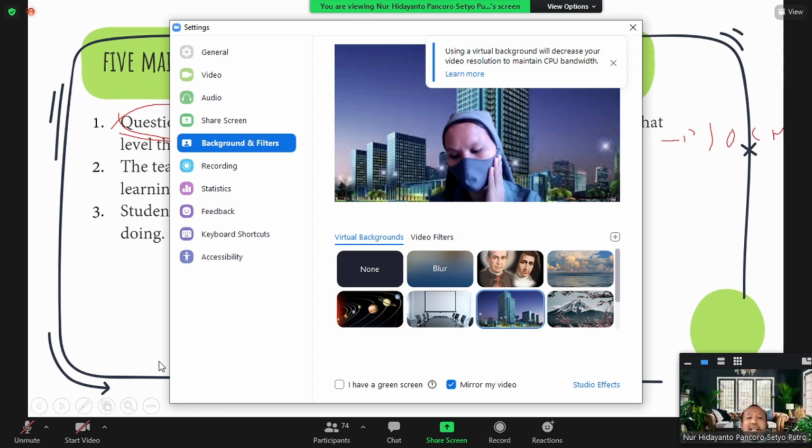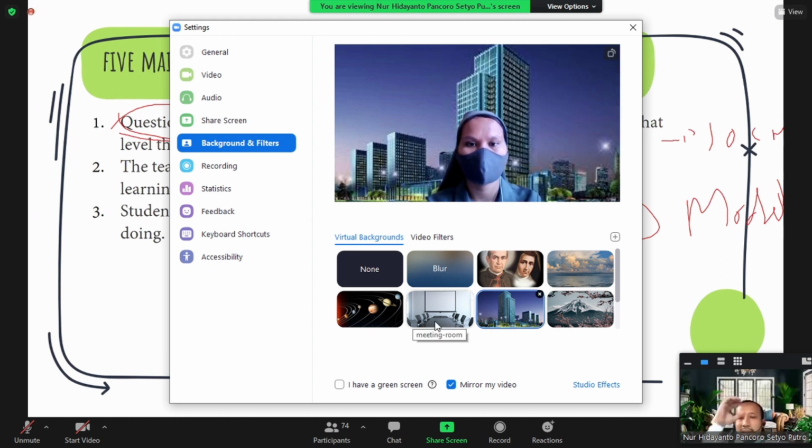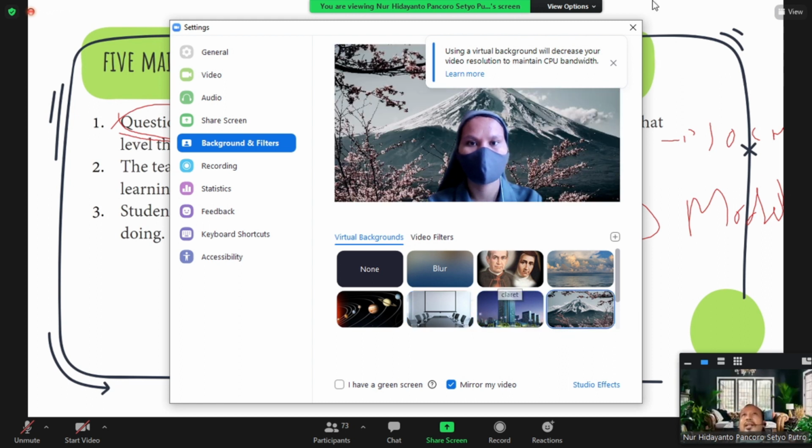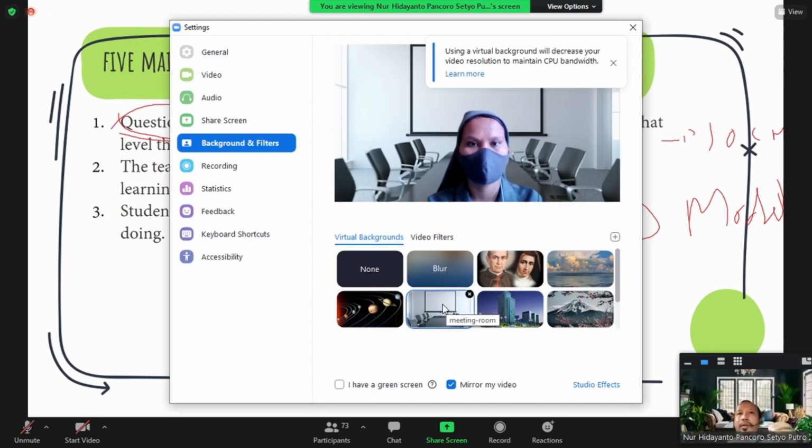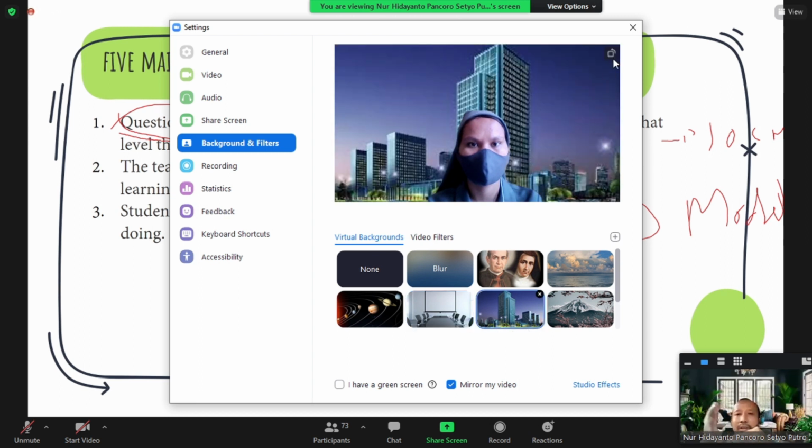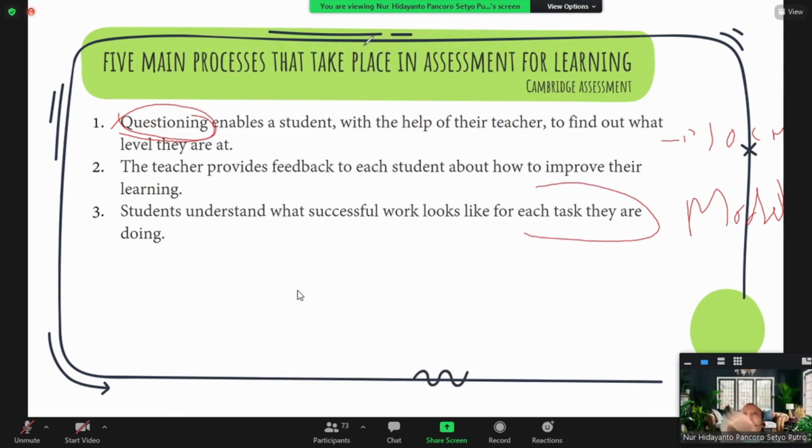Okay, and then the next one is students understand what successful work looks like. So we need to provide a good model that they need to get or that they need to achieve. Okay, to get 100, this is the level that they need to master. This is an example, a model of the student's work that can get 100, for instance. This is a perfect writing prompt that you cannot imitate yet, but that you can learn from to perform better in your writing, for instance.